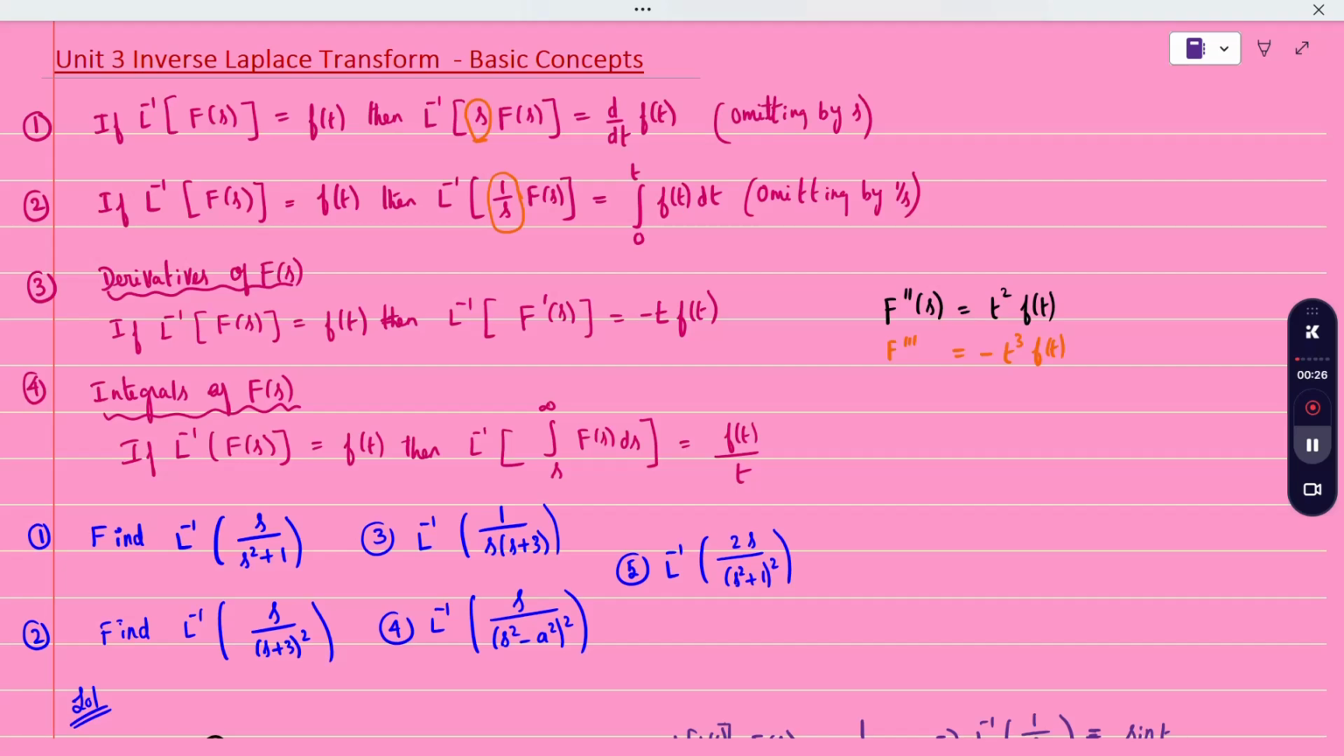Second condition, if L inverse of F of s equals f of t, then L inverse of 1 by s into F of s equals integral 0 to t f of t dt. 1 by s I am omitting.